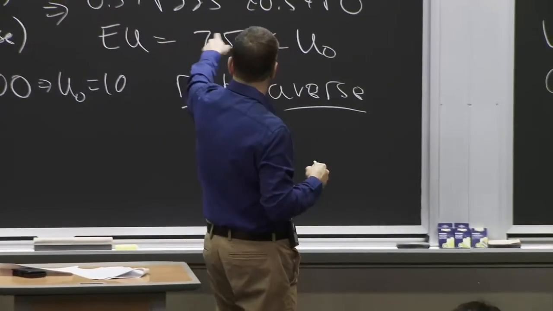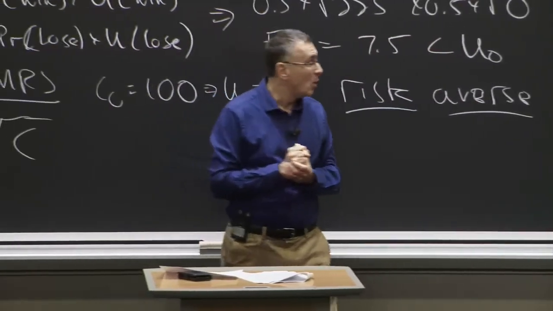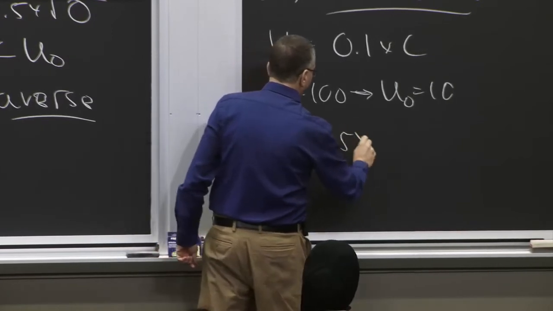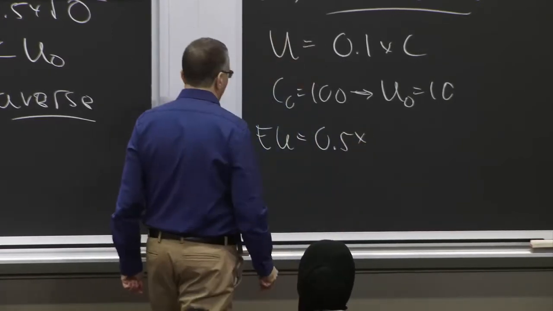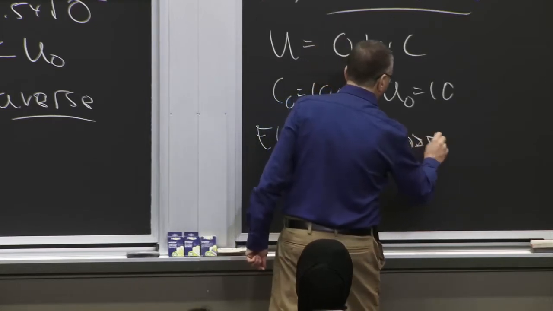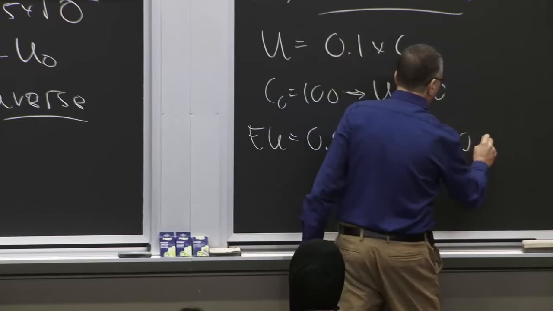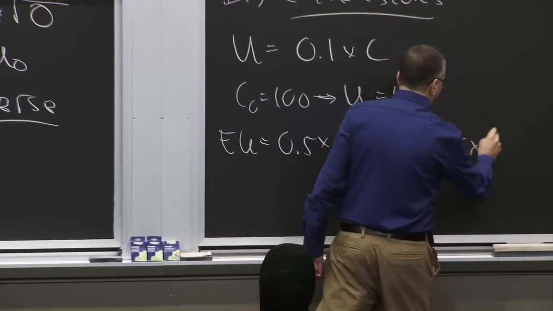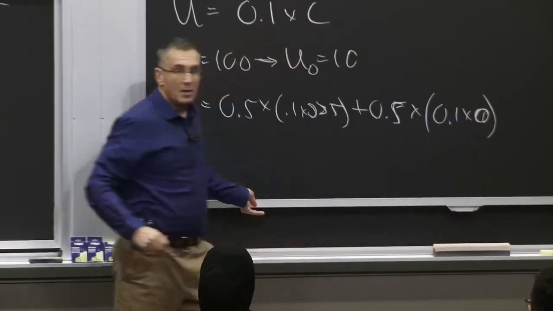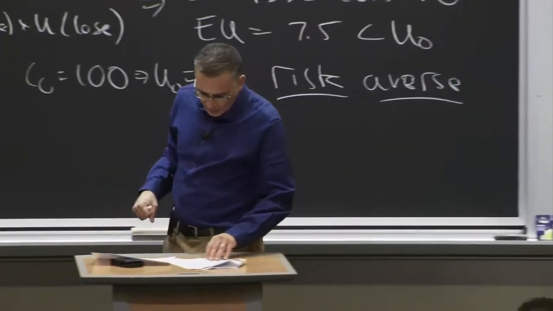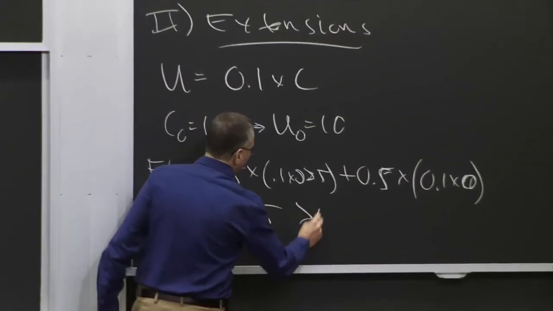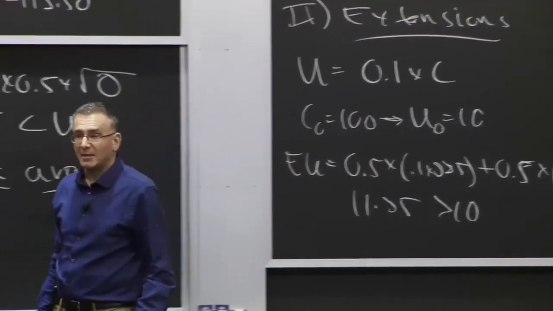Just do the math. What's your expected utility of that bet? Your expected utility is 0.5 times your utility of 225, so it's 0.1 times 225, plus 0.5 times your utility of 0, so it's 0.1 times 0. Okay? And if you write that out and solve it, you get 11.25, which is greater than 10. So you would take the bet.